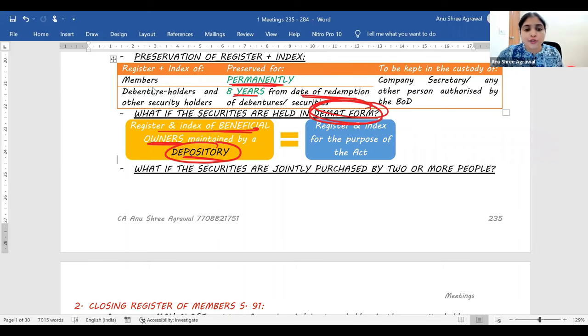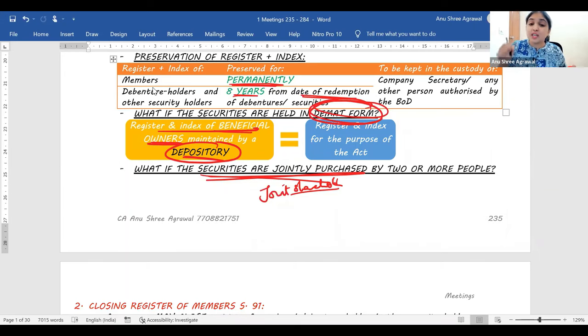Now you tell me, what if the securities are jointly purchased? That is, what if there are joint shareholders? Then any one's name written in the register is enough? No, all the joint shareholders' names have to be written in the register. In which sequence? On the basis of age? On the basis of alphabetical order?